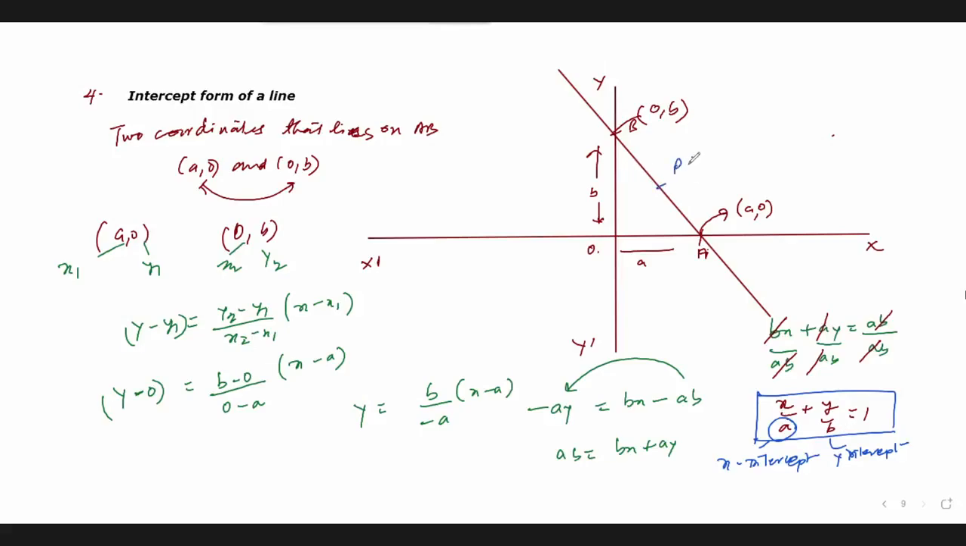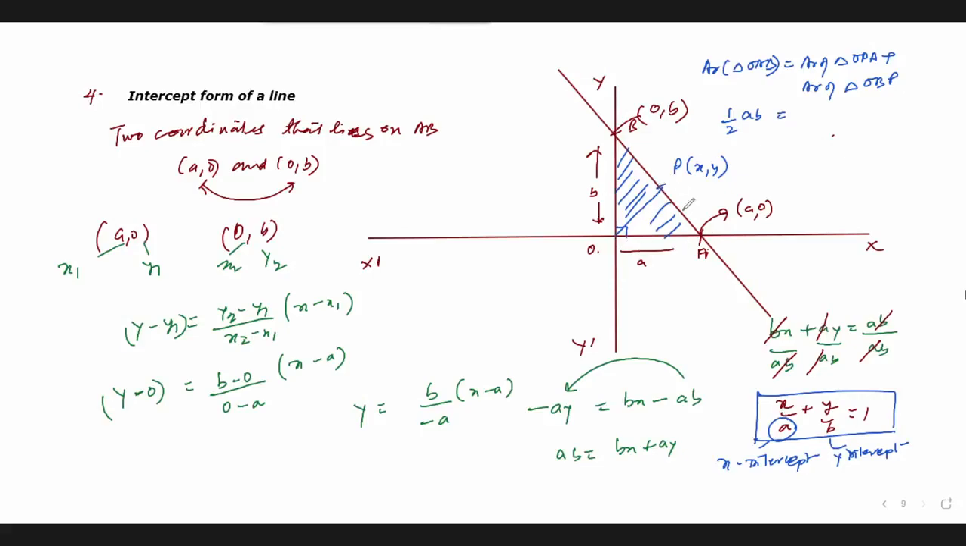If I take a point P(x, y) and join OP, then as you can see, the area of triangle OAB is the area of triangle OPA plus the area of triangle OPB. So what is the area of triangle OAB? It's a right angle triangle, so I can say half a into b.